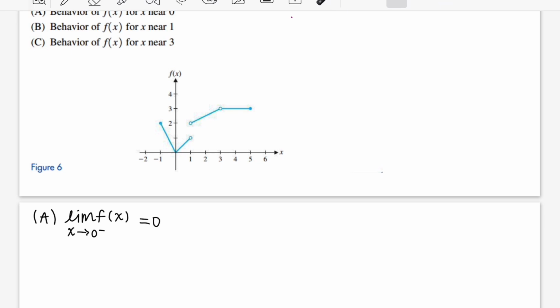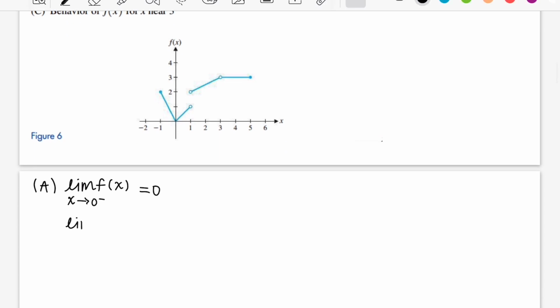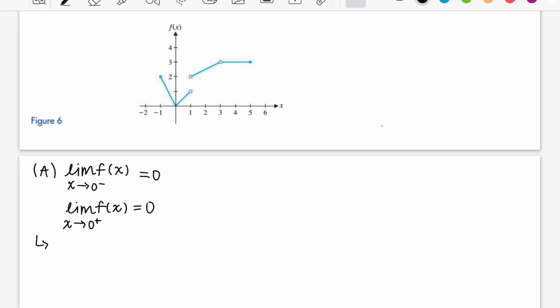Similarly, we're going to approach 0 from the right-hand side. So we're getting closer and closer to 0 from the right, and we see again that the limit of our function as x approaches 0 from the right is also equal to 0. So we can conclude, since the left-hand and right-hand limits are equal, that the two-sided limit as x approaches 0 is equal to 0.